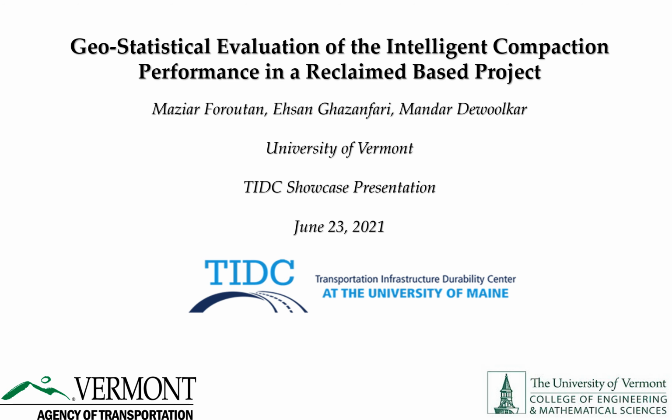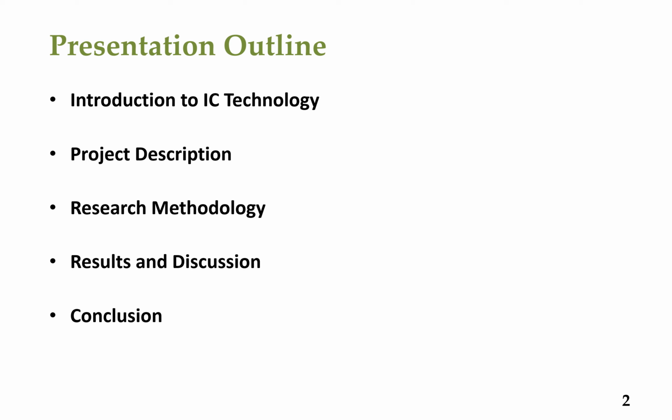First of all, we are going to go through what you should be expecting to see in this presentation in the slide of presentation outline. This presentation starts with a brief introduction on IC technology. Then we will get a little bit familiar with the project details and the methodology being used to evaluate the compaction consistency and uniformity, and at the end we will see the results of the geostatistical analysis and the conclusion section.